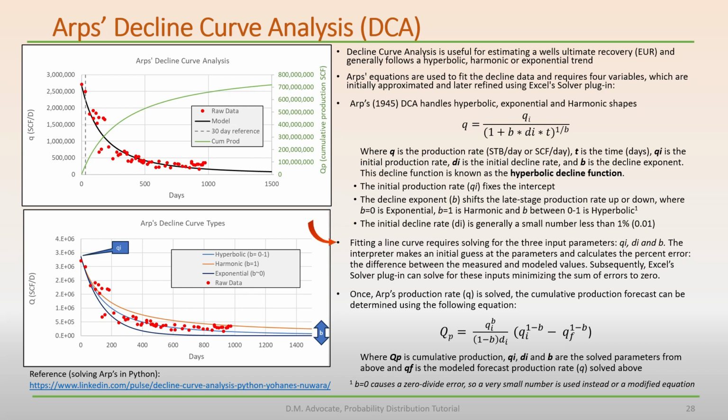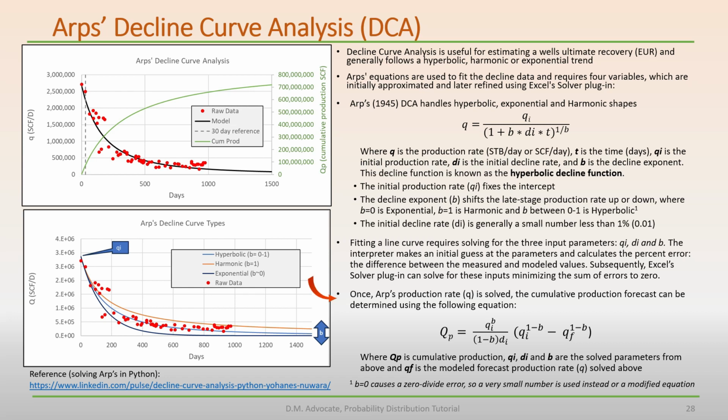Fitting a decline curve requires solving for three input parameters, Qi, Di, and b. The interpreter makes an initial guess at the parameters and calculates the percentage error, which is the difference between the measured and the modeled values. Subsequently, Excel's Solver plugin can solve these inputs by minimizing the sum of the errors to 0.